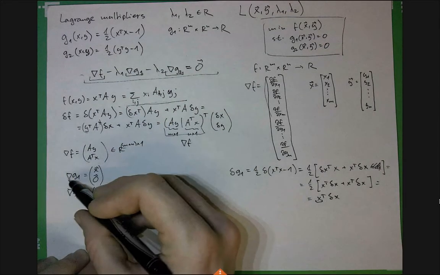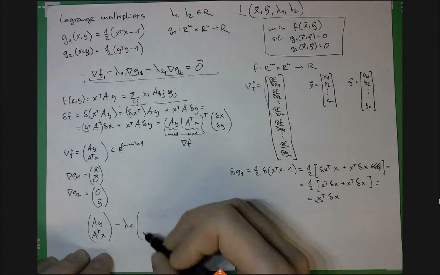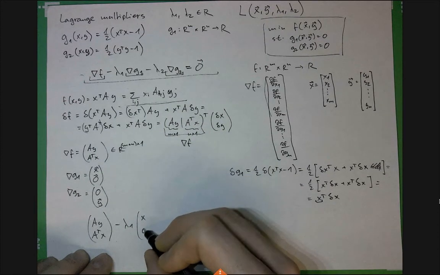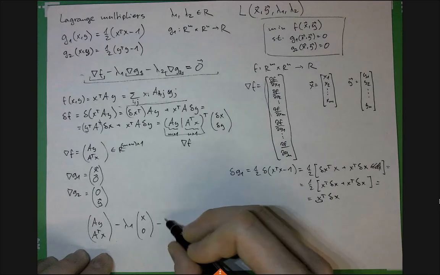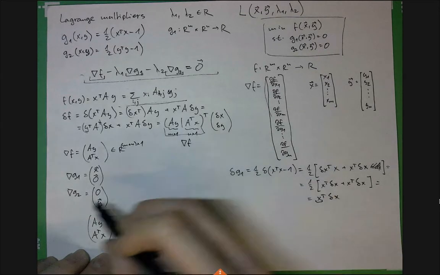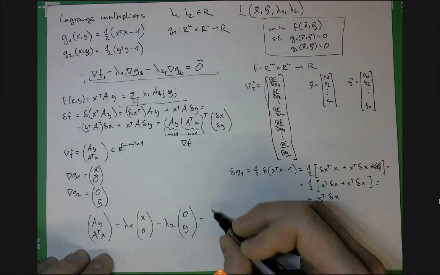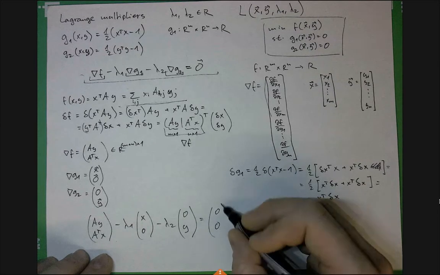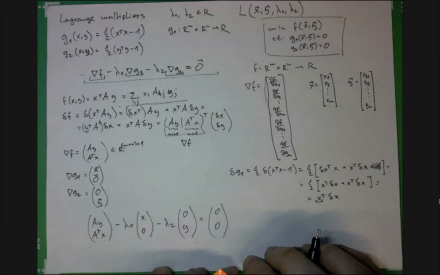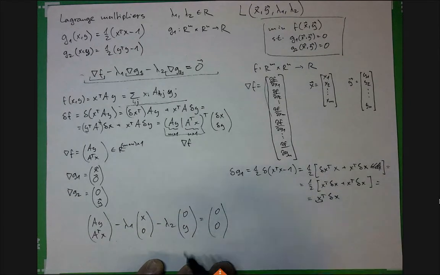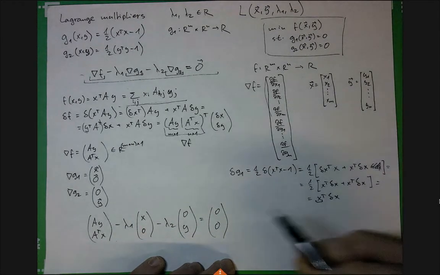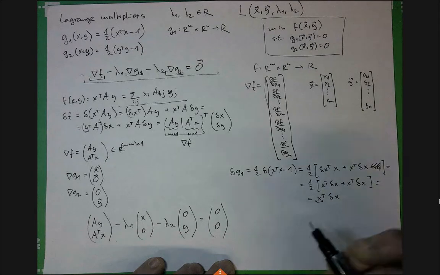Minus lambda 1, the gradient of g1, which is x and 0. And here is minus lambda 2, the gradient of g2, which is 0 and y. And that has to be equal to zeros. And again, this is actually m plus n equations, but I like to write them together, so there's not that much writing. So I can split it into two matrix equations, right?